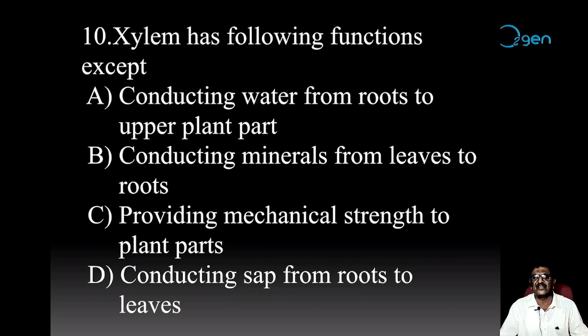Let me see C and D. C, providing mechanical strength to the plant parts. Yes, xylem also provides mechanical support. And D, conducting sap from roots to the leaves. A, C, D are the functions of the xylem, whereas B is an exception. It is not a function of xylem.